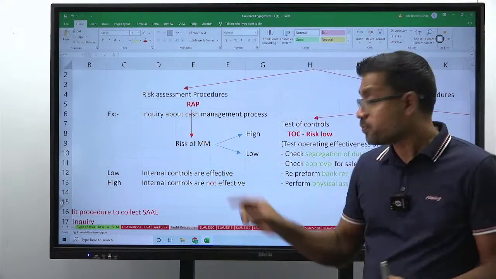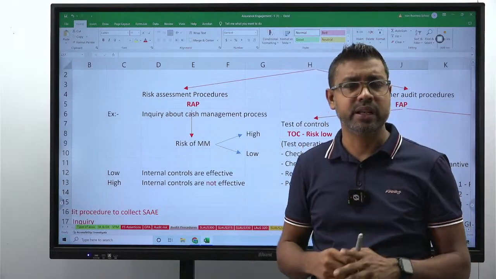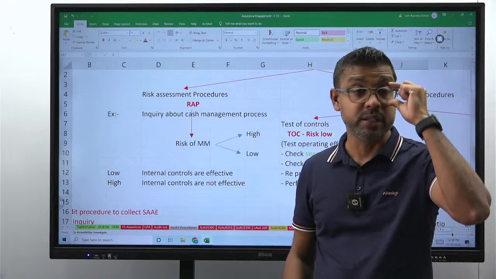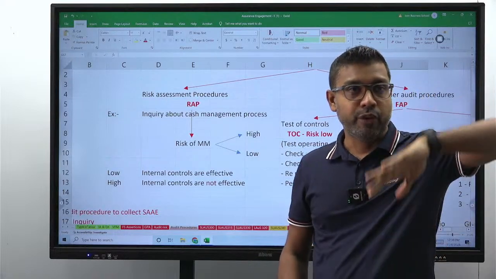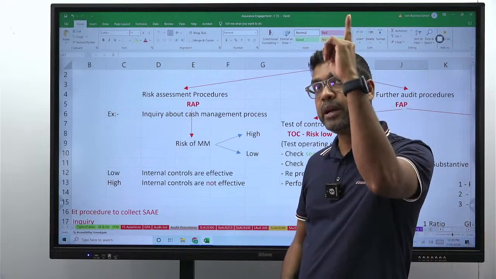That risk, at this point we do not know whether there is a fraud or an error, because what we did was inquiry, inspection, observation, analytical procedures. By performing those things, the outcome reveals that there is a risk of material misstatement.